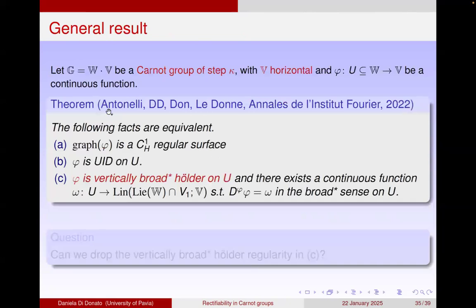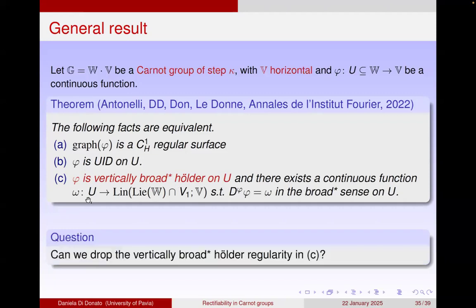So this is another result, given in joint work with Antonelli, Donne, and Donne. Let G be a Carnot group of step K, V and W two complementary homogeneous subgroups. We ask that V is horizontal, phi is a continuous map from W to V. The UID condition is equivalent to asking that phi is vertically broad star order on U, and there exists a continuous function omega such that our PDE system is satisfied in the broad star sense on U.